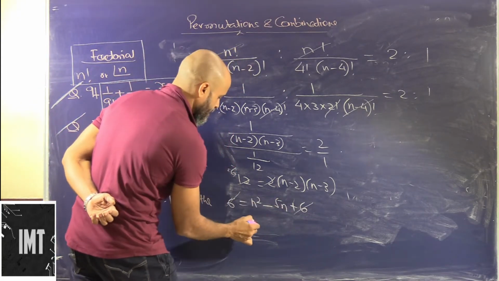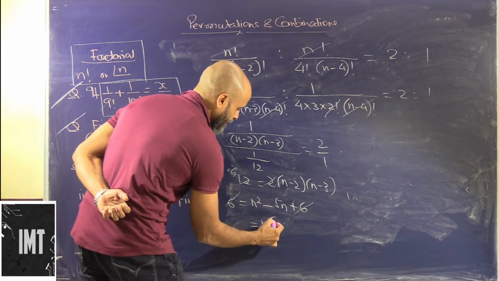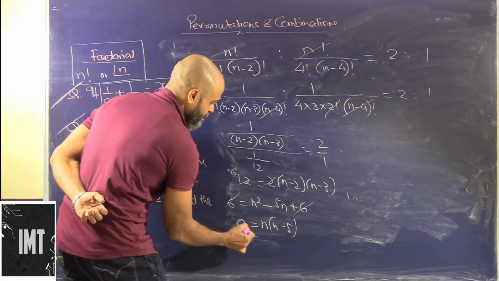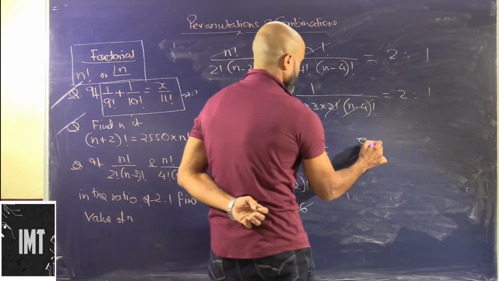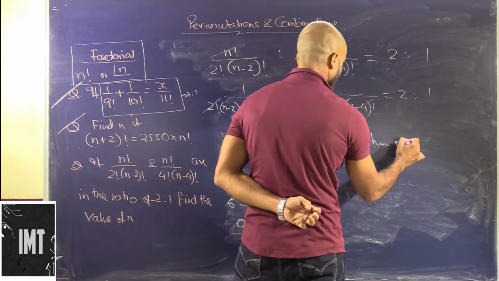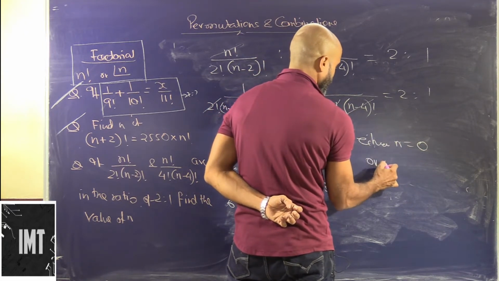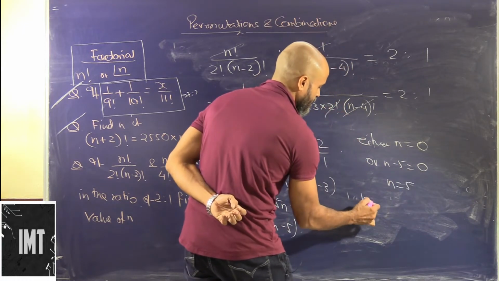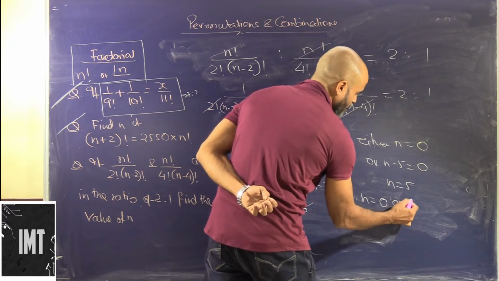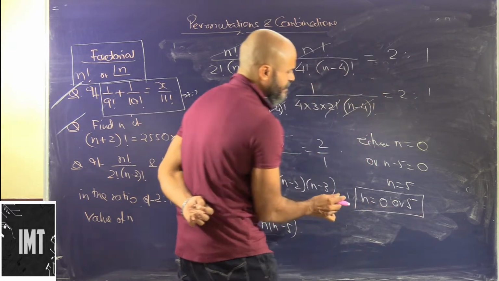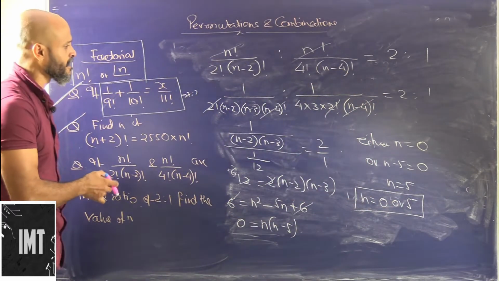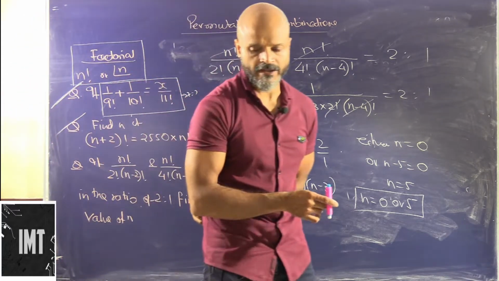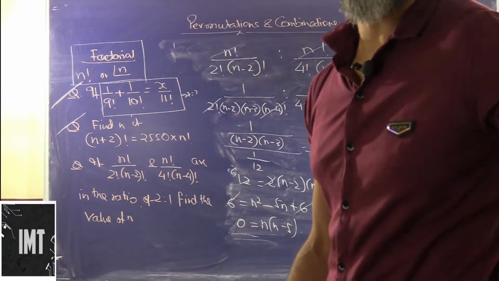Okay, so 6 and 6 get cancelled. So we have here n into n minus 5 is equal to 0. So either n is equal to 0 or n minus 5 is equal to 0, which means n is equal to 5. So n has got two values here, either 0 or 5. So these are certain simple problems about the factorial part of permutation and combination. We'll deal with more problems out here.